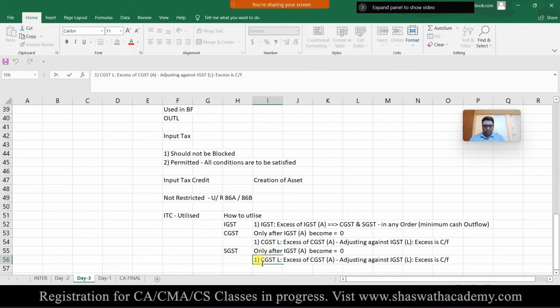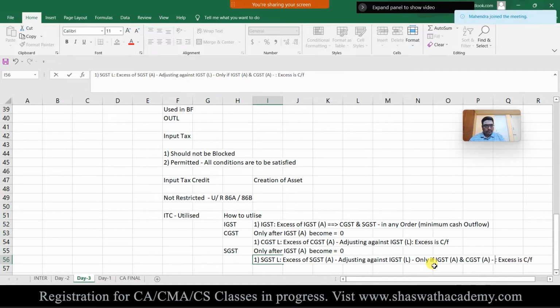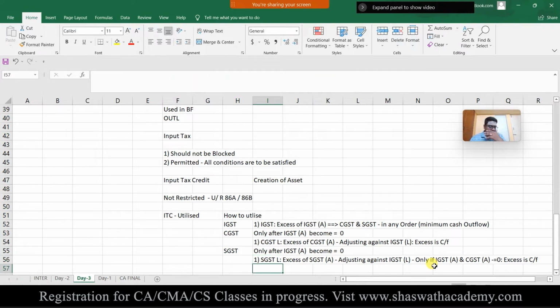First, I have to use the SGST only for SGST liability. Excess of SGST, I can adjust against IGST liability, but only if the IGST asset and CGST asset have both become 0. Only when both the assets have become 0, I can adjust. If not, the excess can be carried forward. So this is the restriction they are placing.